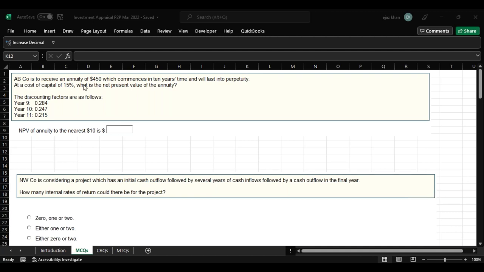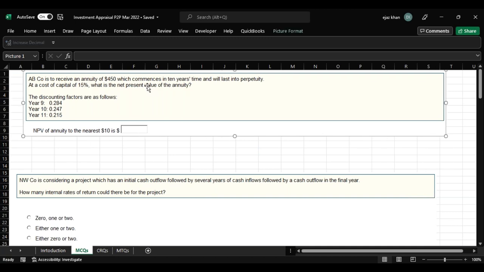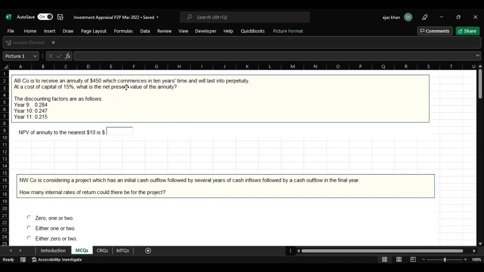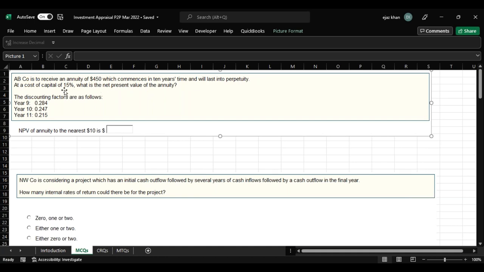AB company is to receive an annuity of $450, which commences in 10 years' time and will last into perpetuity at a cost of capital of 15%. What is the net present value of the annuity? Okay, when we have perpetuity, let me quickly explain the concept of perpetuity first. A perpetuity is basically a constant amount that you are going to receive for an indefinite period of time, like forever.